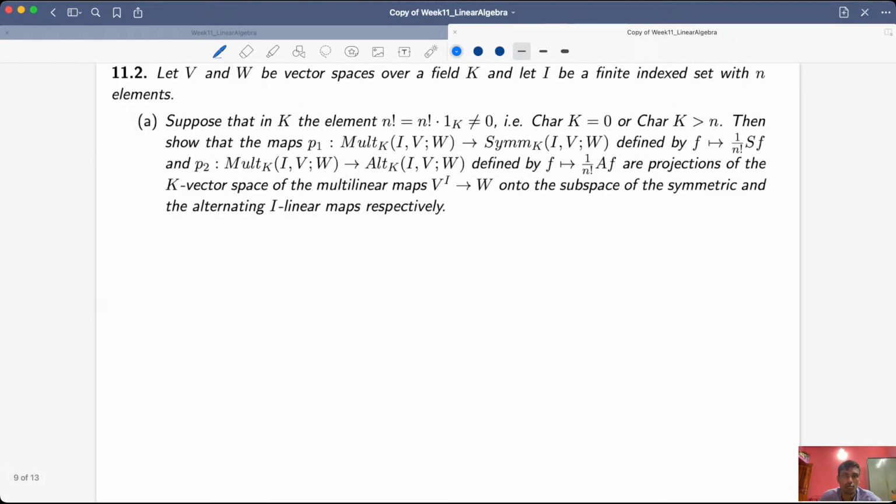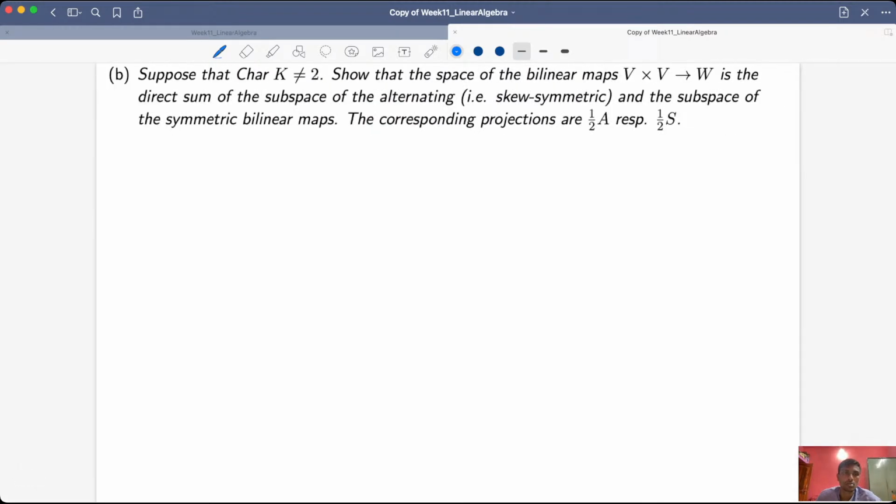In the second question, one thing is that the characteristic of k cannot be less than or equal to n, because 1 by factorial n is there, otherwise it would be undefined. So that is why this characteristic condition is needed here. In this case also, the characteristic of k is not equal to 2, because I am dealing only with bilinear maps, so that the half is well defined.